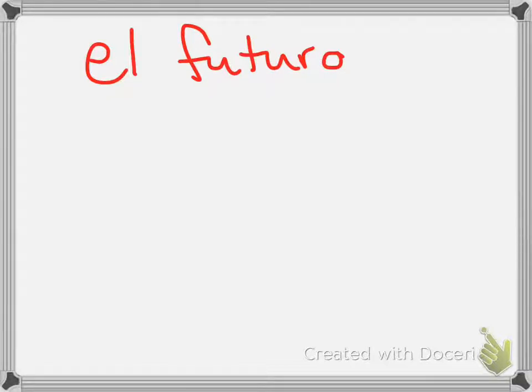Now, the future tense in English, we use the word will, right? Like, I will do this, he will do that, we will go to the party, all right? So we use this word will.